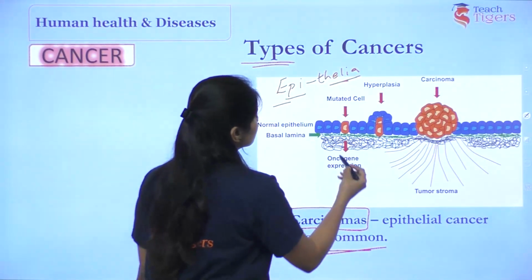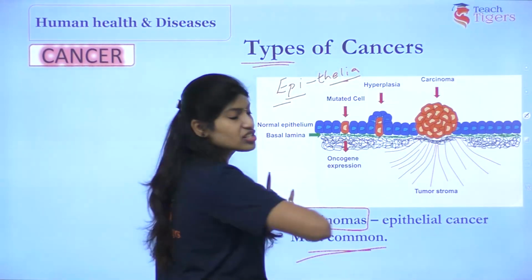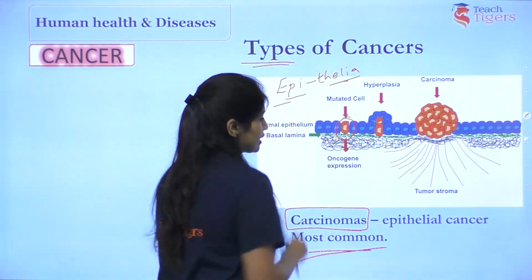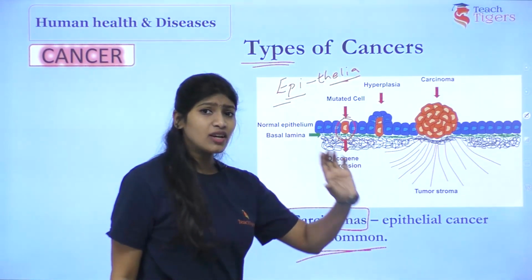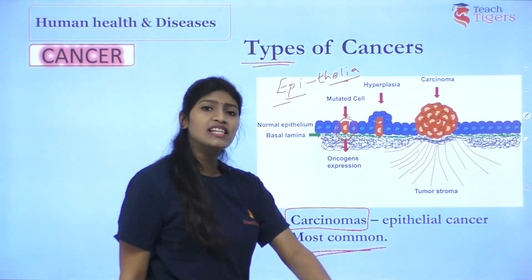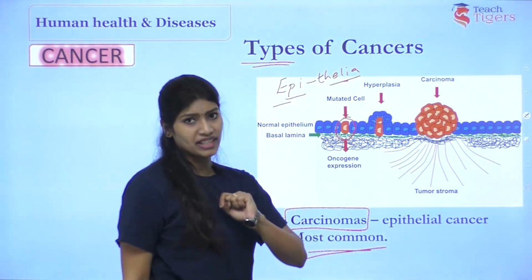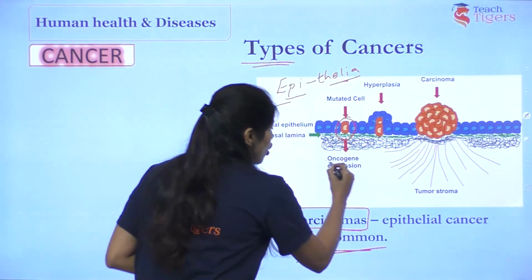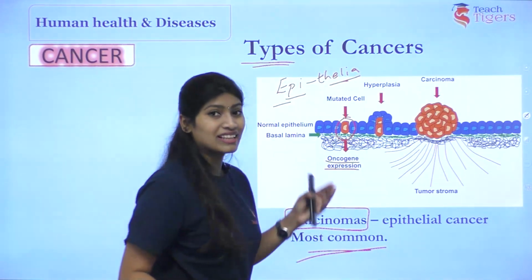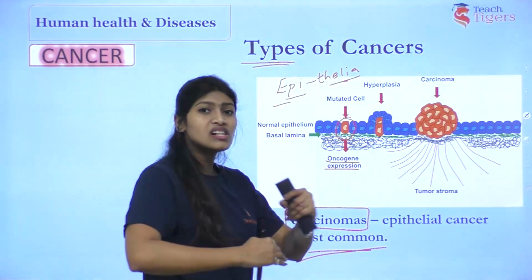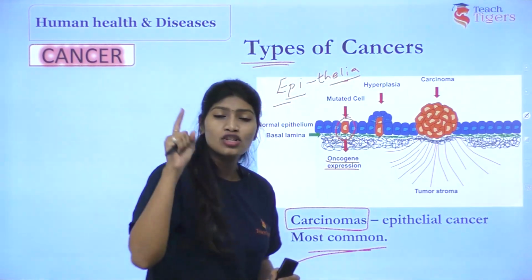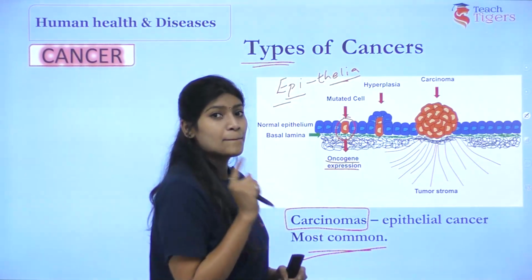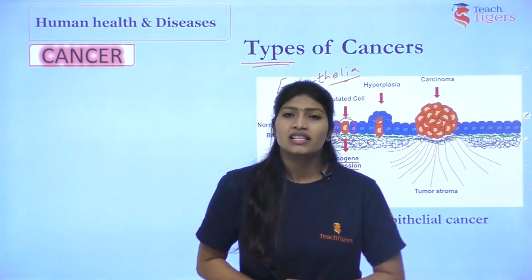So you can see here, these are the normal cells, how they are present in the epithelial layer. If one of the cells gets mutated, it exhibits oncogenic expression. Oncogenic expression is nothing but cancerous property. Yes, I already told you before about proto-oncogenes. So this oncogene expression is exhibited by this mutated cell and it will start dividing. So what does it lead to? It leads to division, proliferation.